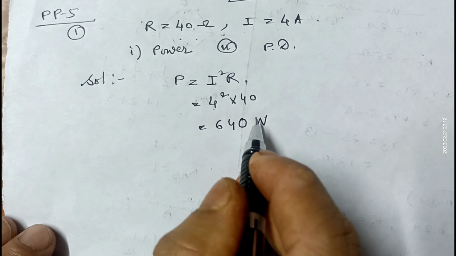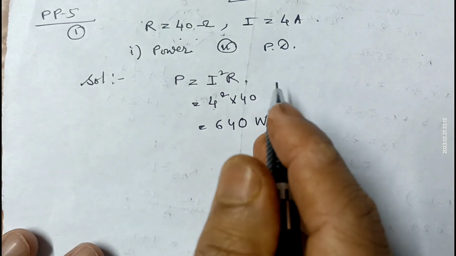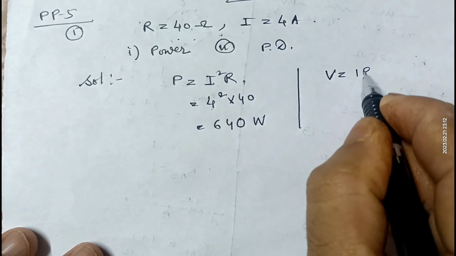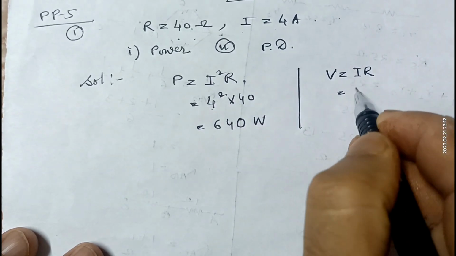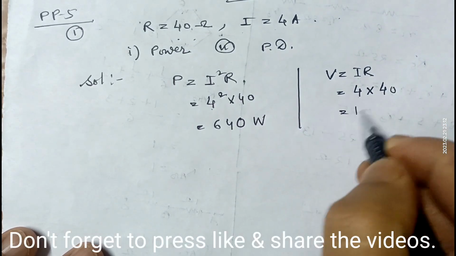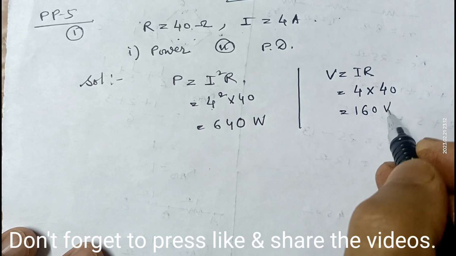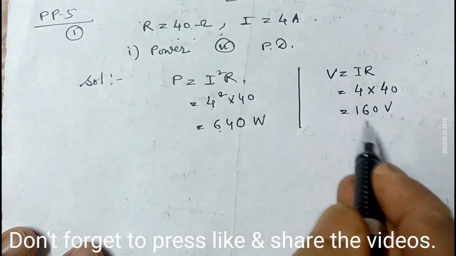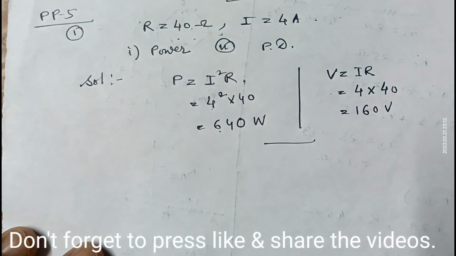In the second part, we have to find the potential difference. For potential difference we know V equals IR. Here current is 4 and resistance is 40. If we multiply, it will be 160 volt. So 640 watt is the required power consumed and the potential difference is 160 volt.